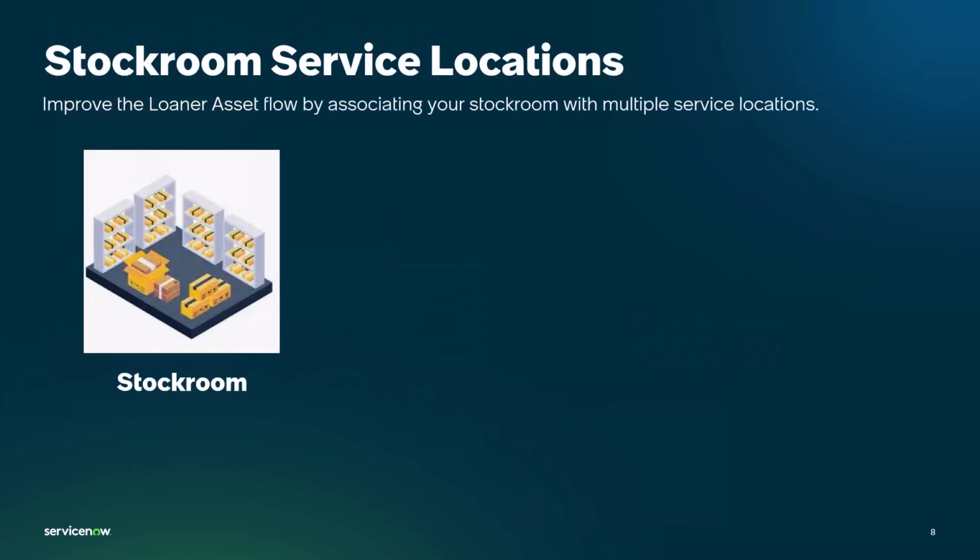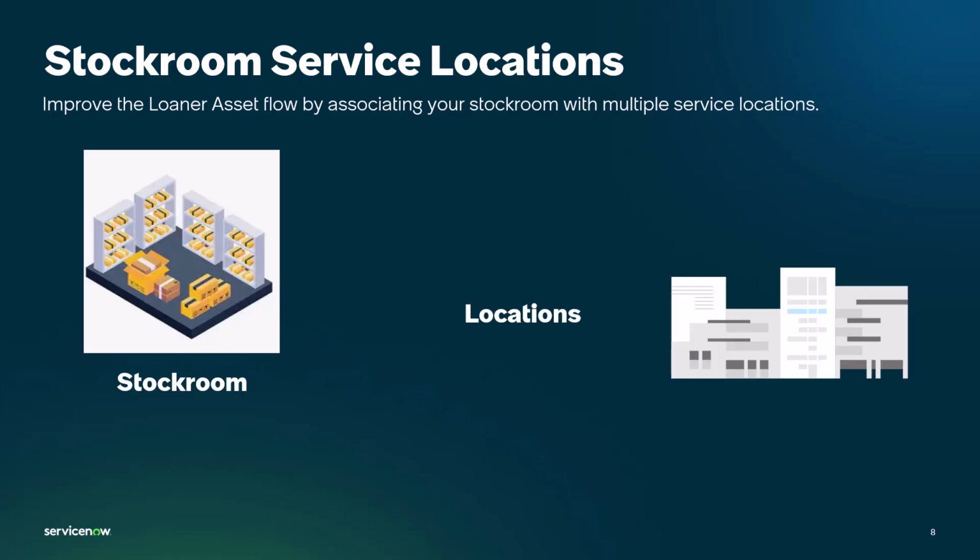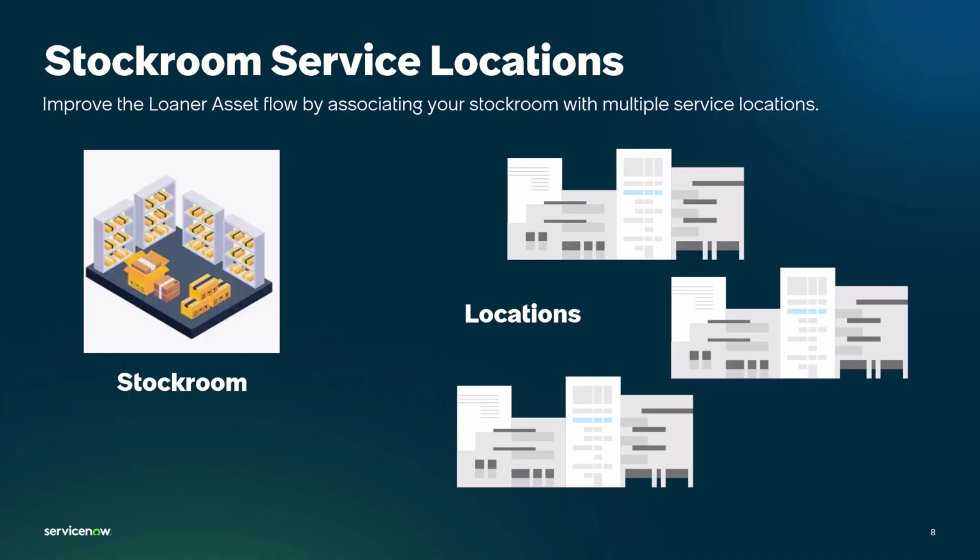So as I mentioned earlier, when the loaner asset flow is triggered, it's taking a look at what loaners are available in the requesting user's local stockroom. So not all users are going to have a local stockroom. So if you think of people like remote users, they're not going to have a local stockroom at their home, or perhaps they're in a building where there is no local stockroom. So that's where I recommend setting up service locations. And what service locations will allow you to do is to specify one stockroom that will service multiple locations.